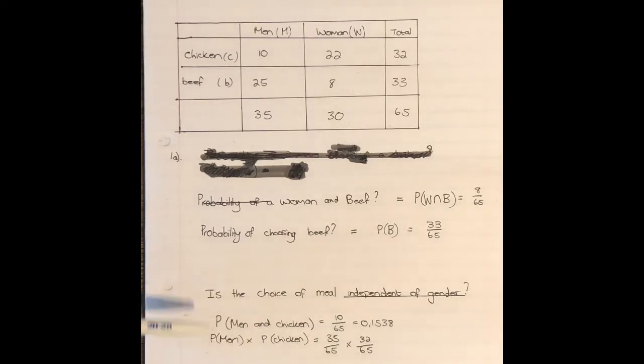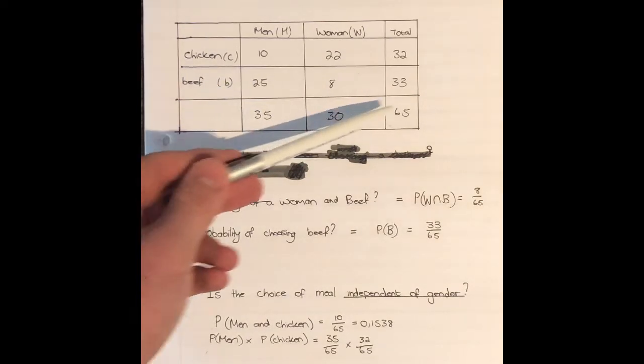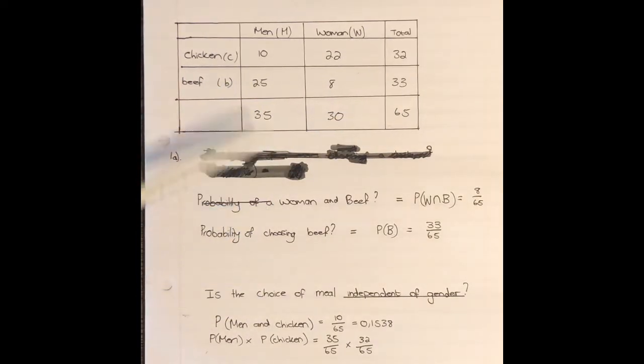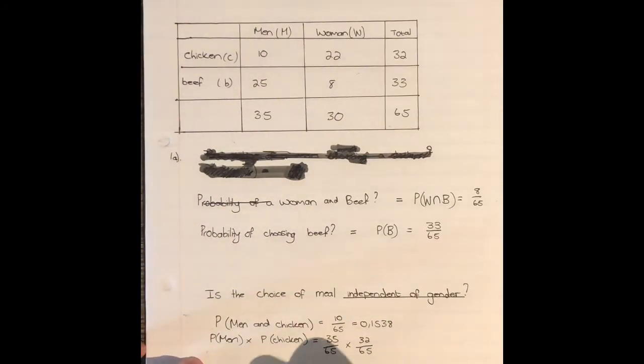Now, to stay true to the multiplication rule, it's the probability of A times the probability of B. So we're going to go, the probability of men is 35/65 times the probability of chicken, which is 32/65. We multiply those together and we get this answer. As you can see, these two are different, which means that the rule of multiplication does not hold. Therefore, the event is dependent of gender.